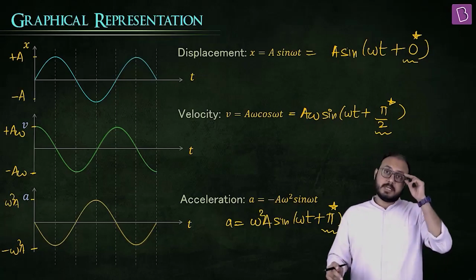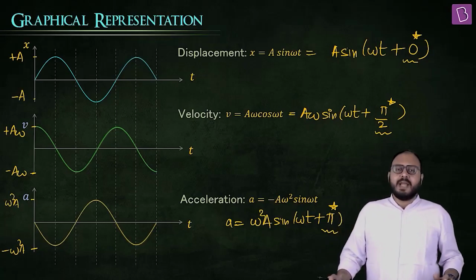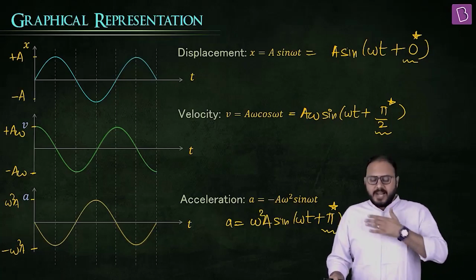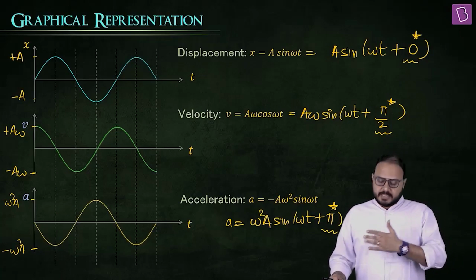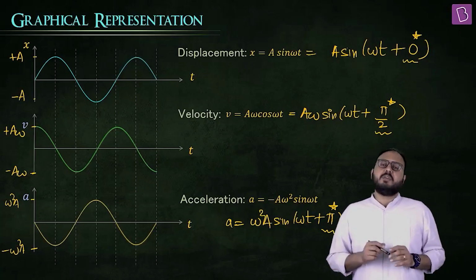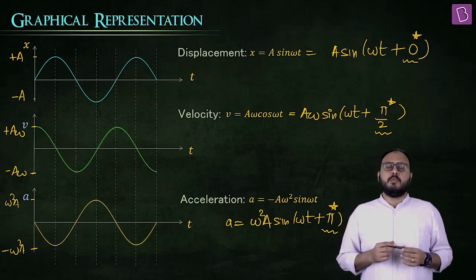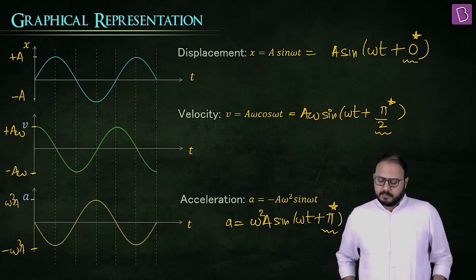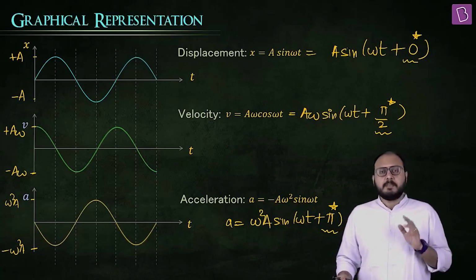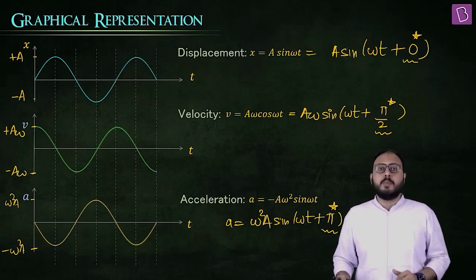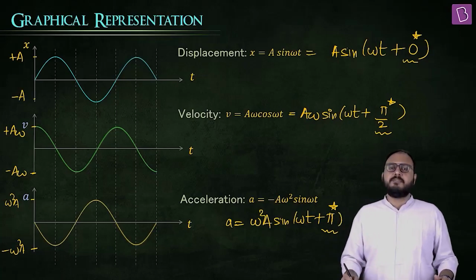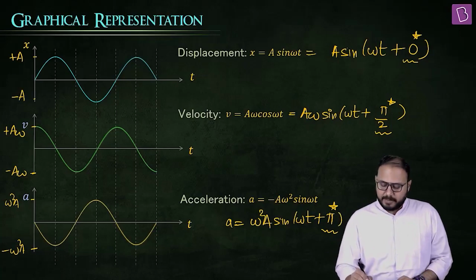Clear, sir. Sir, now answer my question. Why did you write cos omega t as sine omega t plus pi by 2? Why did you write minus sine omega t as sine omega t plus pi? Compare the argument of the sine, in other words, phase. First phase, omega t. Second phase, omega t plus pi by 2. Third phase, omega t plus pi. As you go from x to v, there is a phase difference of pi by 2.